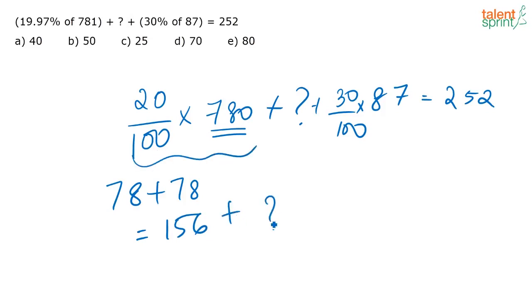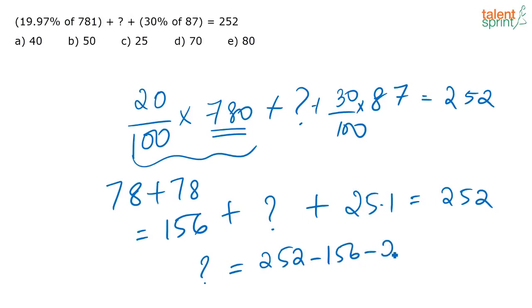Then you have a question mark, plus you have 30% of 87. What is 10% of 87? 8.7. So 30% of 87 is 8.7 into 3. Correct? That is nothing but 26.1. This is equal to 252. Or I can say the number that you are looking for is 252 minus 156 minus 25, just take it as 25. So you get it approximately as 71, or you can approximate it as 70. That is option D. Again, the options are far from each other, so again, very easy for us to identify the answer.